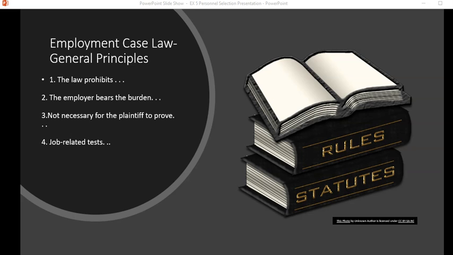According to Cascio et al., when the charge is made, the plaintiff must identify a specific employment practice as the cause of discrimination. Number 3, it is not necessary for the plaintiff to prove the discrimination was intentional. The intent is not relevant. The result is that the discrimination that occurred was unlawful. Number 4, job-related tests and other employment selection procedures are legal and useful. We also saw this in the Griggs case. Tests must apply to job-related tasks.